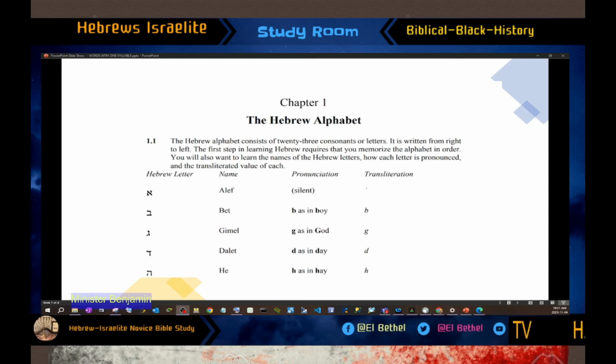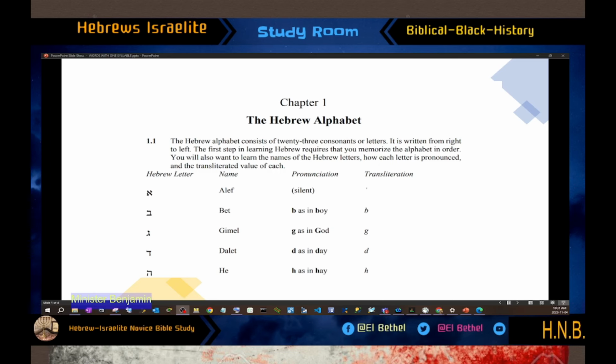So this is chapter 1. The Hebrew Alephbet consists of 23 consonants or letters. It is written from right to left, and that's the first challenge you're going to have to face when reading this language, is understanding that it's written from right to left and not left to right if you're an English speaker. The first step in learning Hebrew requires that you memorize the alphabet in order.